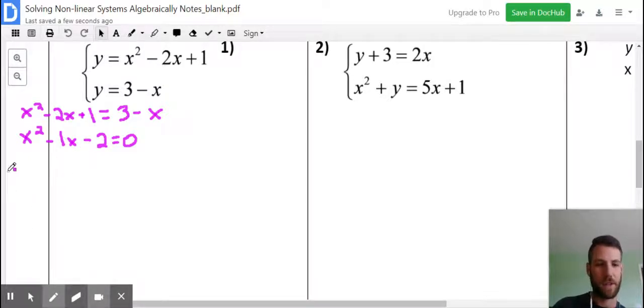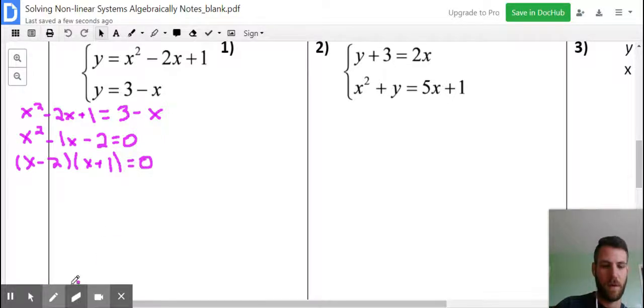So let's try factoring this time. We're looking for two numbers that add up to negative 1 and multiply to negative 2. Well, that would be negative 2 and positive 1. So then I would write it as x minus 2 and x plus 1 is equal to 0. That means that I have one answer that is x is equal to 2, and one answer that is x is equal to negative 1.